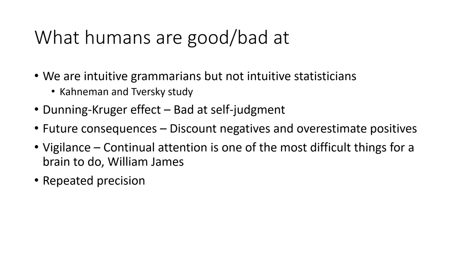Vigilance. Continual attention is one of the single most difficult and taxing things for a human brain. And this came from one of the fathers of psychology, William James, who noticed that forcing people to maintain continual attention on a task or a process was incredibly taxing on their cognitive resources. So we're not good at that. If you've set up a situation where people are supposed to be vigilant, they're going to fail more often than not.